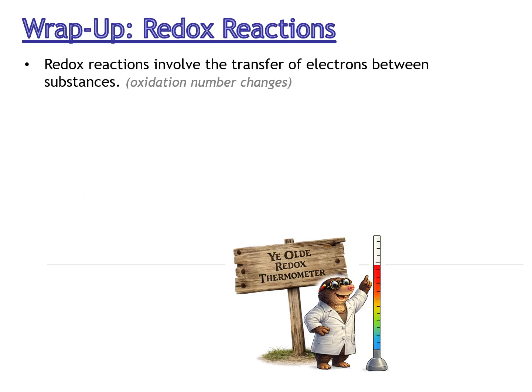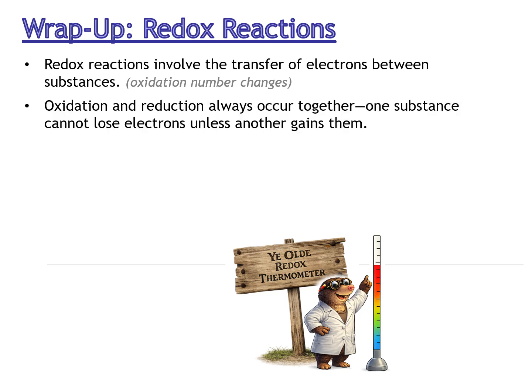Just to wrap it up, redox reactions involve the transfer of electrons between the reactants, and that causes the oxidation number to change. If you have an oxidation, you're always going to have a reduction, and vice versa. That's because we're transferring electrons. You can't just lose some electrons from the one that's being oxidized and then not put them anywhere. They have to go somewhere. And this is as much because of the law of conservation of mass as anything else.